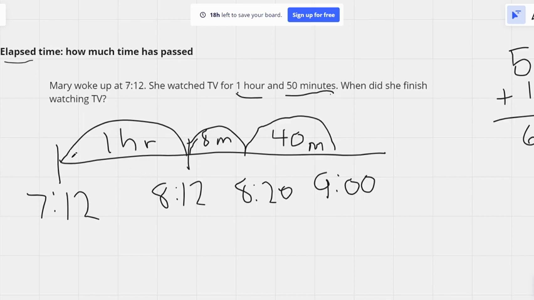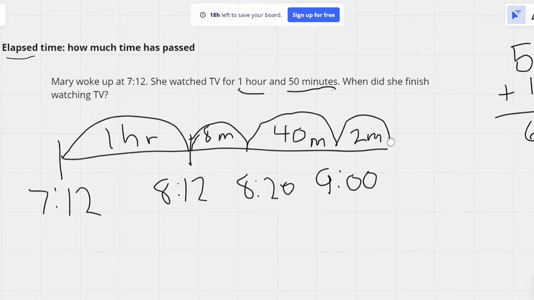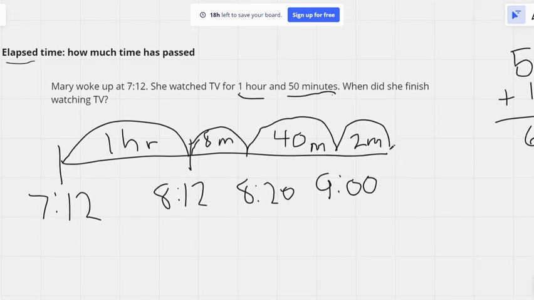So far I have 1 hour, then I have 8 minutes and 40 minutes. 40 and 8 together is 48. I just need 2 more minutes to get to 50. So I'm going to do another one, 2 more minutes. Now I'm thinking, okay, if it's 9 o'clock, what's 2 minutes after 9 o'clock? So I have 9:01, 9:02. And there, I can stop.